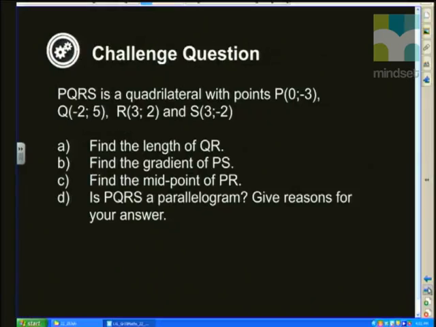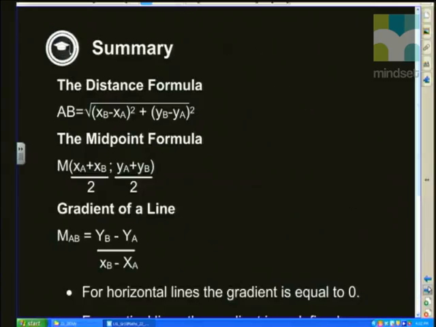But I quickly want to remind you about your challenge question. You're told that PQRS is a quadrilateral. They give you the points of P, Q, R, and S. And then you need to find the length of QR. Part B, find the gradients of PS. Part C, find the midpoints of PR. And then the last one, is PQRS a parallelogram? And you need to substantiate, give a reason why you think it is a parallelogram or why you think it is not a parallelogram.